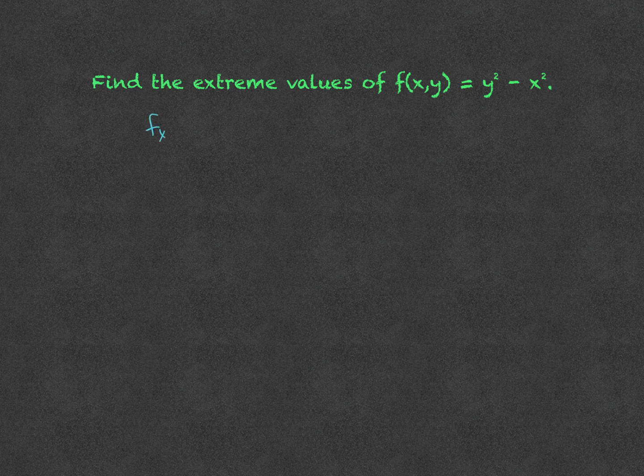So let's start with the partial derivative with respect to x, and we get negative 2x. So if we set this equal to 0, x equals 0. And our partial derivative with respect to y is 2y. So if we set this equal to 0, we get y equals 0. So we can plug that in and say z equals f of (x, y), which is equal to f of (0, 0). Our critical point tends to be (0, 0).